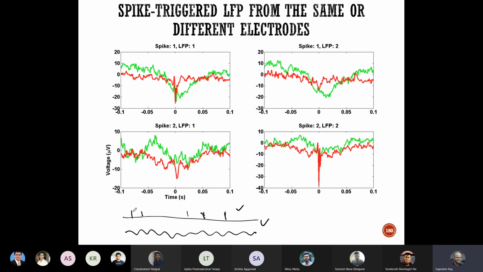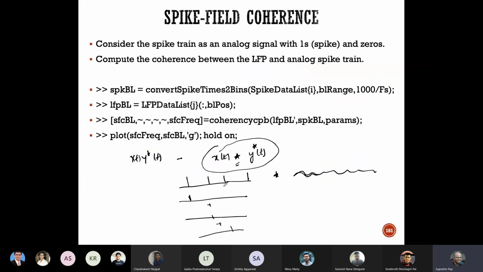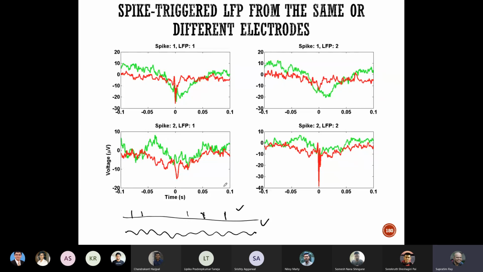So this is just a fancy way of taking the Fourier transform, but then you also normalize it in some way that normalizes the energy of the LFP as well as the number of spikes that you have. So your spike field coherence is, in principle, very similar to taking the STLFP and then doing some sort of normalization to bring the values between 0 and 1.